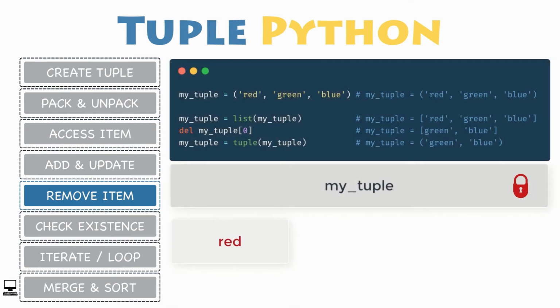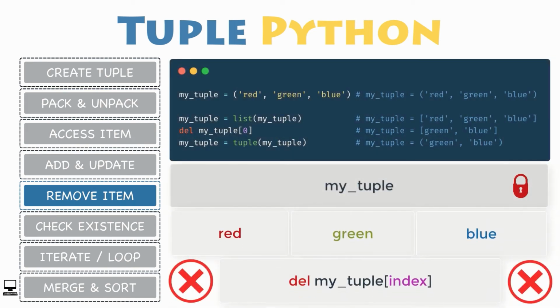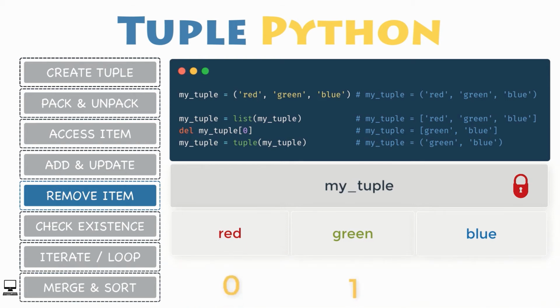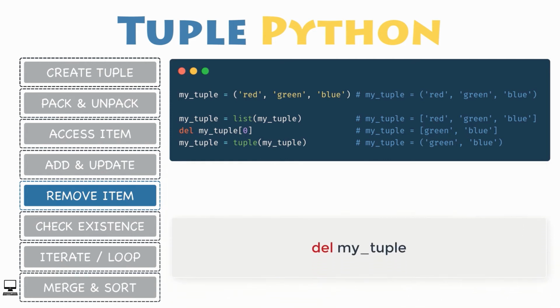Removing an item. Tuples cannot be modified, because they are immutable. So, obviously, you cannot directly delete any item, either. But, the same way you did with updating an item, you can convert the tuple into a list, delete an item, then convert the list back into a tuple. And if you do not need your tuple anymore, you can completely delete the tuple itself, using the del keyword.